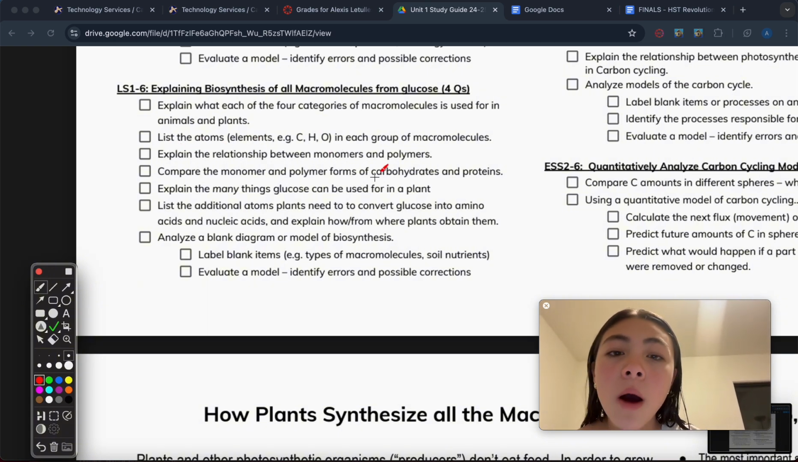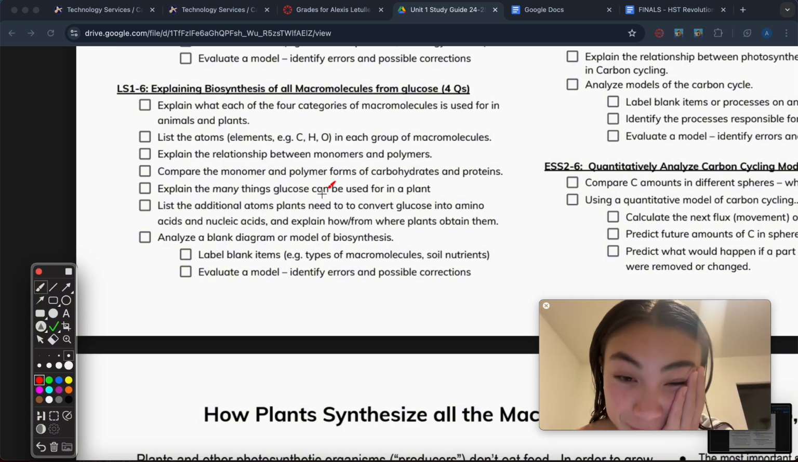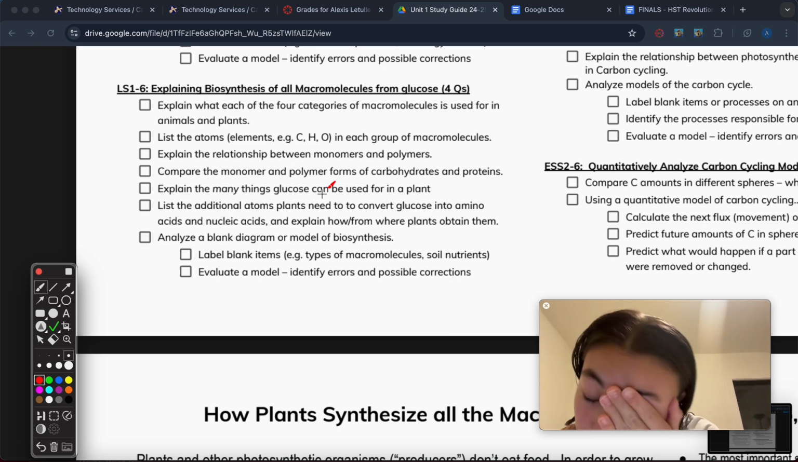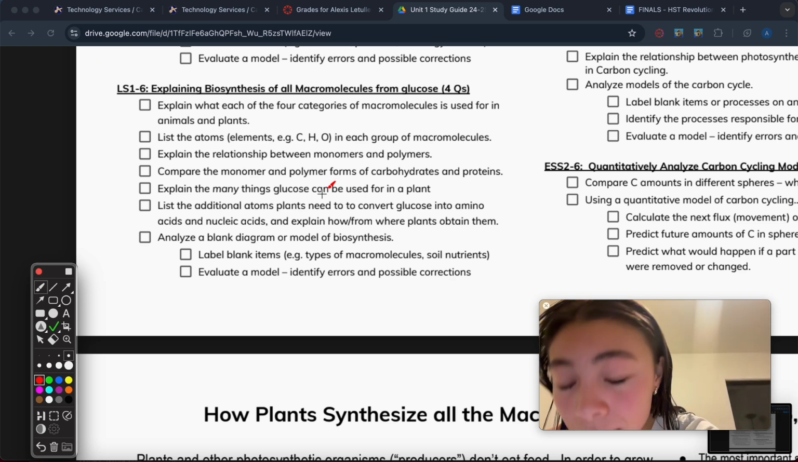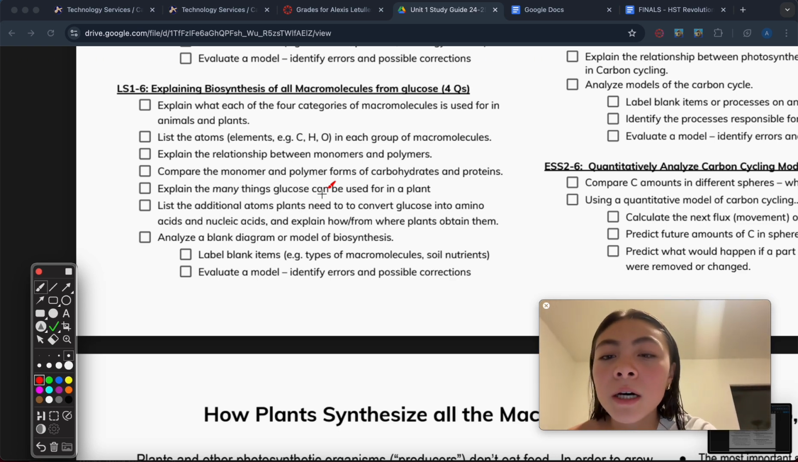Explain the relationship between monomers and polymers. Sorry, I almost started thinking of Rivian. I started thinking like a polytheist or whatever. Just believe in one god. But explain the relationship between monomers and polymers.